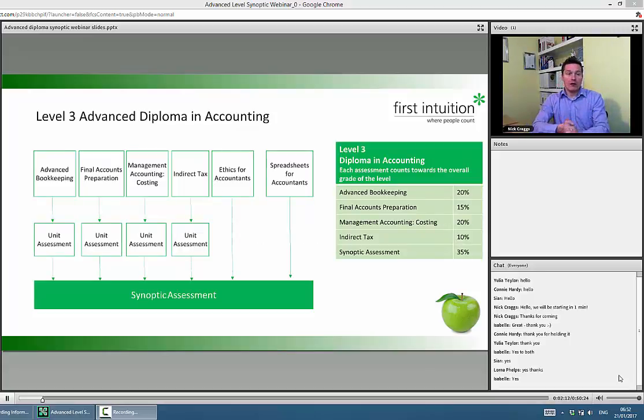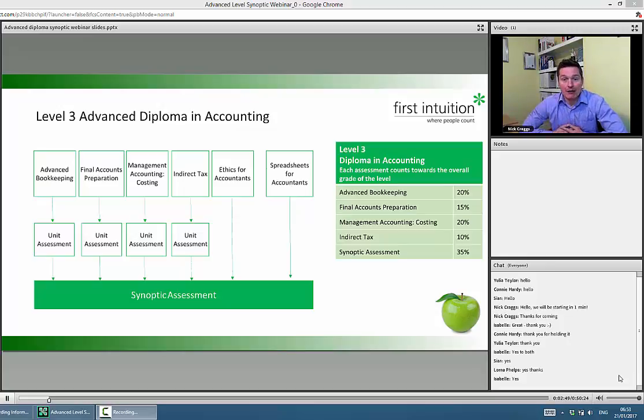So moving on. If you are on AQ 2016, it's now the Level 3 Advanced Diploma in Accounting. Previously, on AQ 2013, you sat one exam, you passed that exam, you moved on, and if it's ethics, you forgot that exam. Now, you can't do that under AQ 2016 because, as you can see here, for advanced bookkeeping, final accounts preparation, management accounting, costing, and indirect tax, you will sit an exam specifically on them, just as you did on AQ 2013.